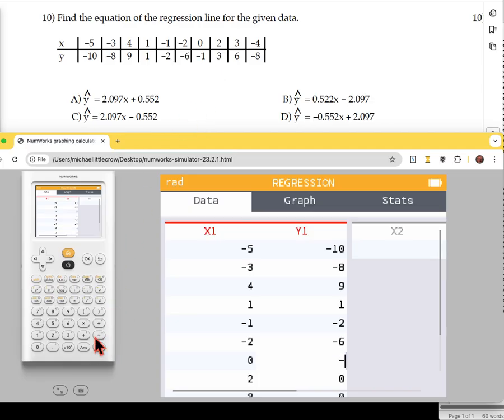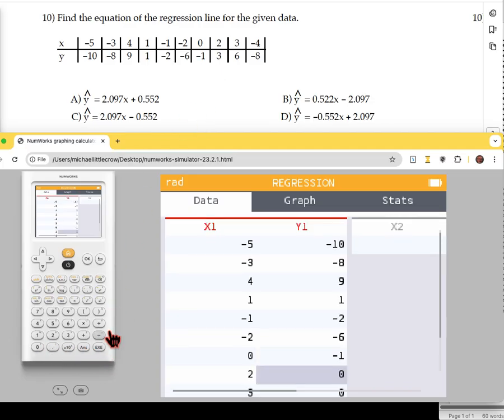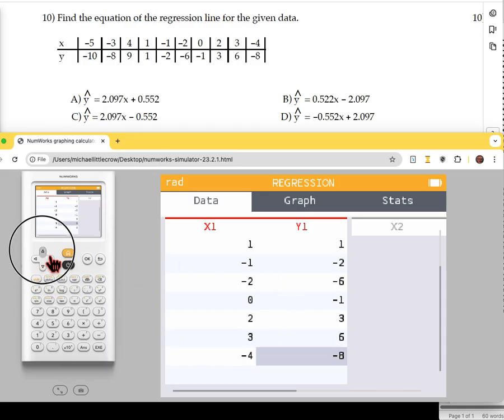0 is -1. And then 2 is 3. 3 is 6. The y value is 6. And -4 has a y value of -8. Okay. So we've got all our data entered. Let's go ahead and go up and look at the graph.